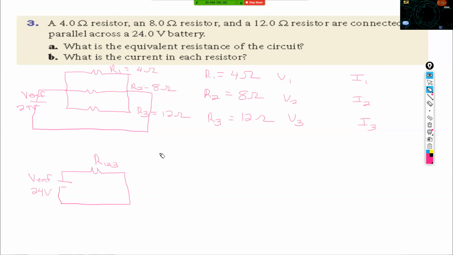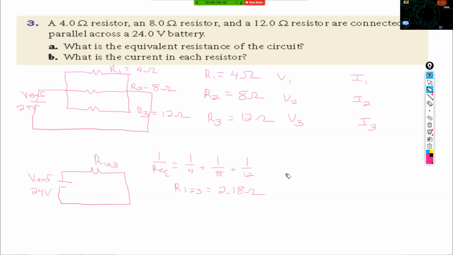Now, in parallel, this is where it's different. The equivalent is 1 over R1 plus 1 over R2 plus 1 over R3. And then you're going to take the inverse of that to find your equivalent resistance, and you should find out that it's 2.18 ohms, quite a bit lower than every other one. And that's one of the advantages sometimes of putting things in parallel.